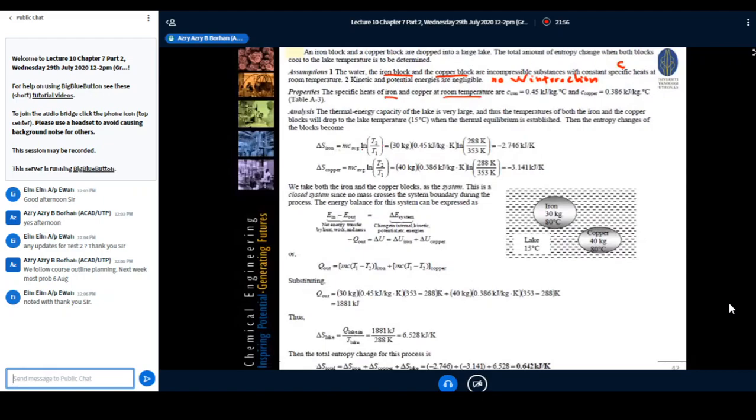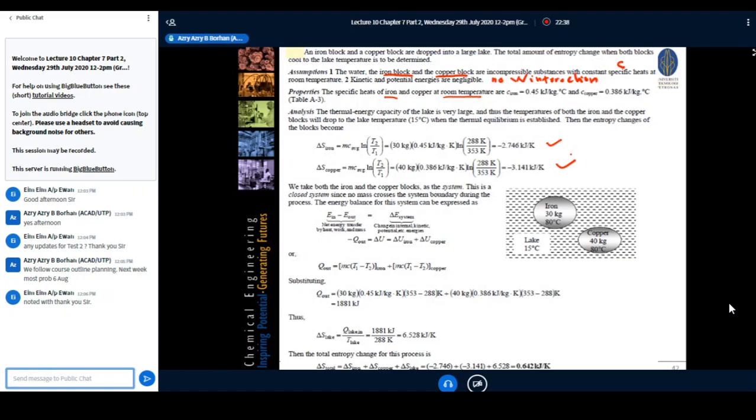Okay, so as you can see, I am multiplying with mass in order to get rid of the per unit mass from this equation. So C average for iron from your Table A3, and then T2 basically is the temperature for the iron, and then T1 is the temperature of the lake water, because lake water has very high thermal energy capacity. So that means the equivalent temperature, the T1, is maintained at 15 degrees. Okay, this is for the iron, and then you perform the same thing for the copper body, right?